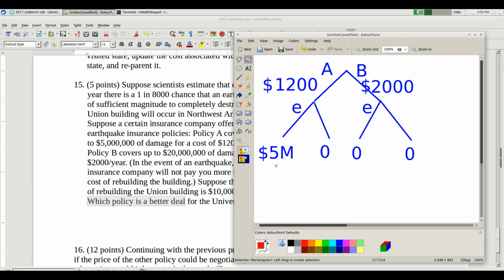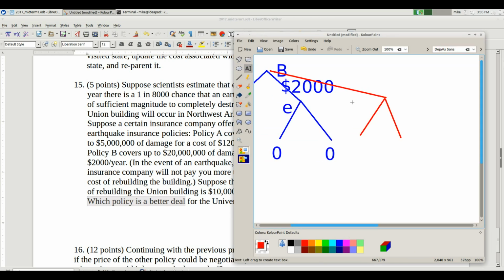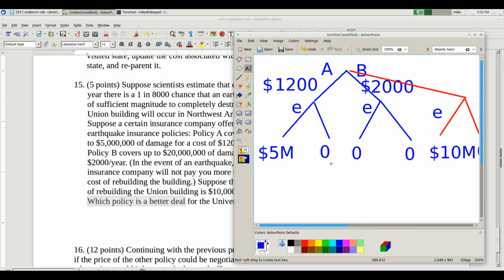Just for fun, let's add the option of no insurance, which is not in the answer, and no one was expected to do that, but let's see what will happen. If you have no insurance, does that negate the possibility of there being an earthquake? No. And so that's going to put a 0 here, and that's going to put a, what, 10 million there? Okay. Cool. Just because we can. Red means that's not supposed to be there, but could be there if you want it to be.